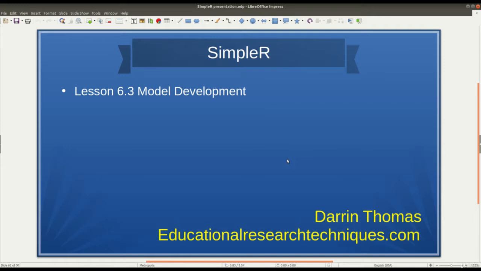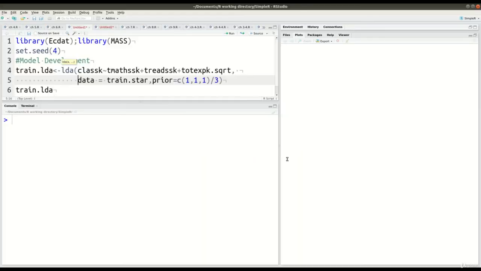And so we're in Chapter 6. This is Lesson 3, and we've been looking at linear discriminant analysis. In this lesson number 3 of this unit, we're going to begin the development of our model. So why don't we go ahead and move over to R.